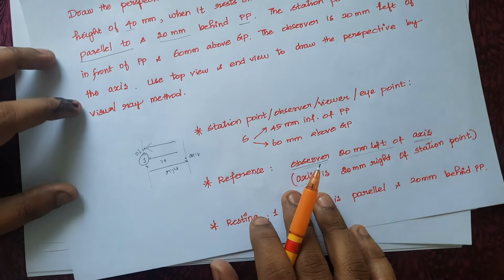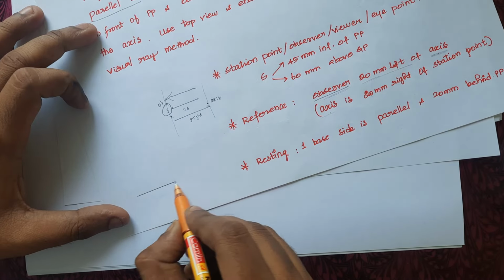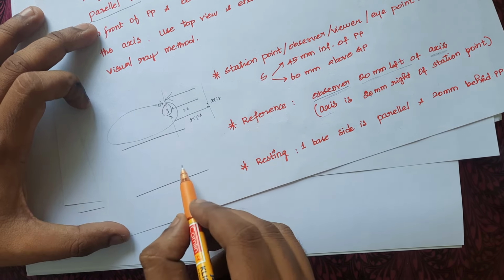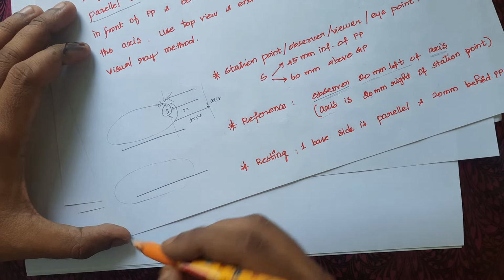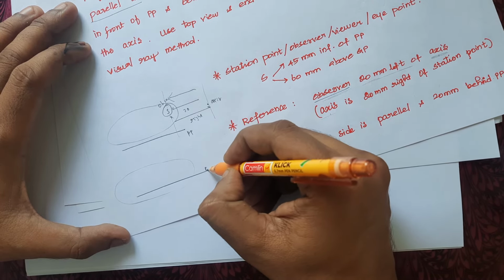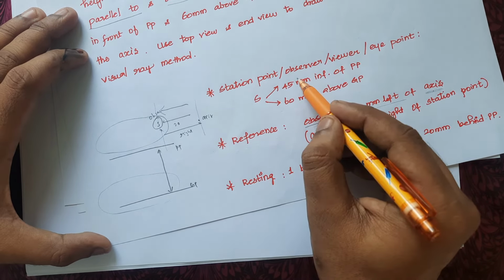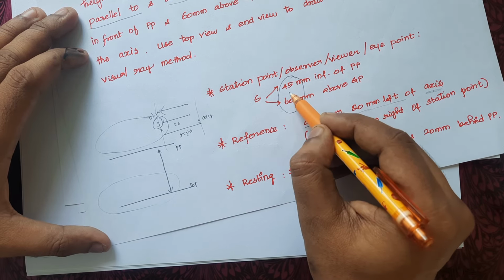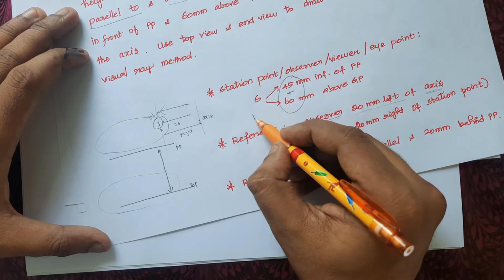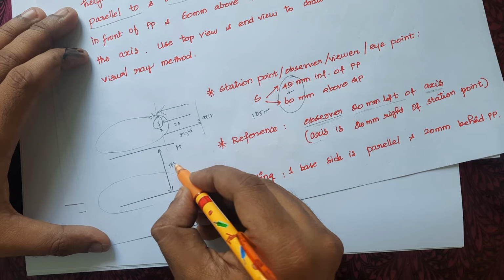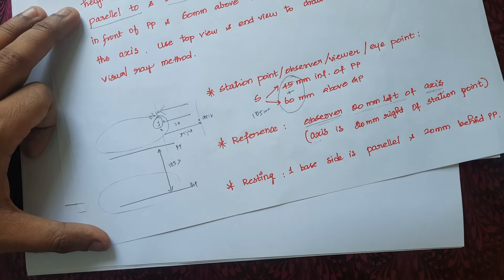So first of all, we are going to draw the ground plane and picture plane. While drawing the ground plane and picture plane, the ground plane will be at the bottom and the picture plane will be at the top. So here the top view portion will be there. Here the side view portion or front view portion will be there. The distance between the picture plane and the ground plane should be more than the sum of the station point references, 60 plus 45, that is 105 mm. So the distance should be more than 105 mm. Clear?